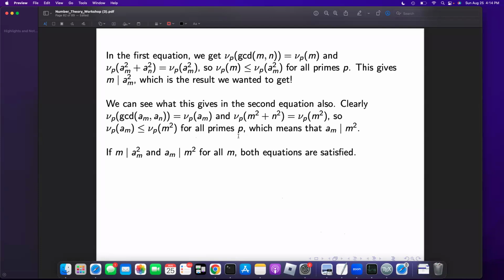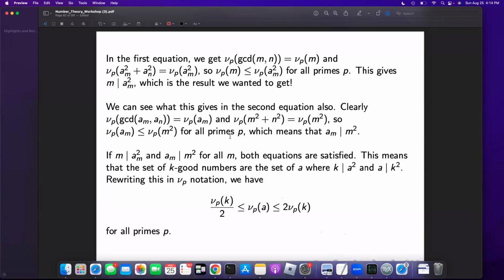Now you can rewrite this as a VP condition. So of course you're going to have VP of k over 2 is less than or equal to VP of A is less than or equal to 2 VP of k, if A is a k-good number.